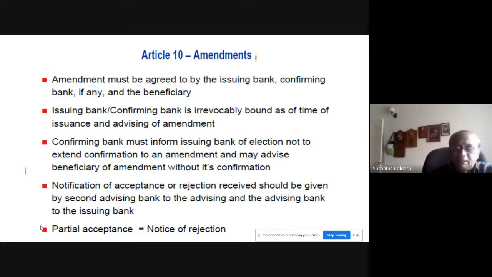You have to check whether it goes adversely or changes things completely, and then you have to take a decision, right? Whether you are going to issue the amendment as requested by the customer.